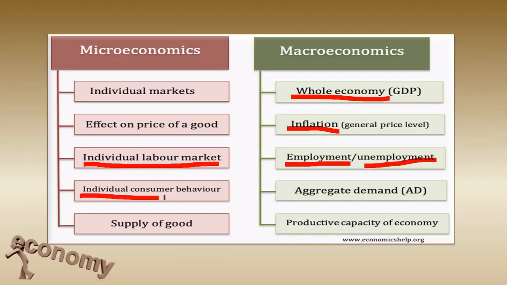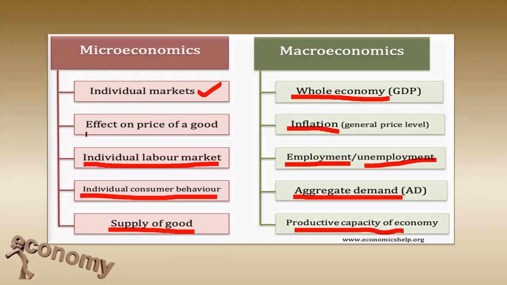In microeconomics we study individual consumer behavior, whereas in macroeconomics we study aggregate demand. In the micro approach we study the supply of a good, whereas in the macro approach we study the productive capacity of the economy. So here we can see the differences between microeconomics and macroeconomics. Microeconomics studies individual markets, whereas macroeconomics studies the whole economy.